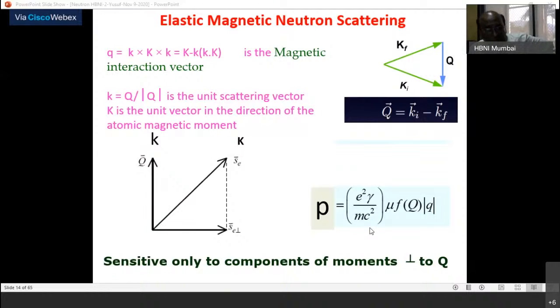But I must add that at the high brilliance synchrotron facilities, the incident photon flux is so high that though the magnetic scattering is 4 orders of magnitude weaker than the charge scattering for X-ray, it is measurable, provided you can separate out the charge scattering and magnetic scattering. That is beautifully done by using certain analyzer crystals, and I will not go into details of that.